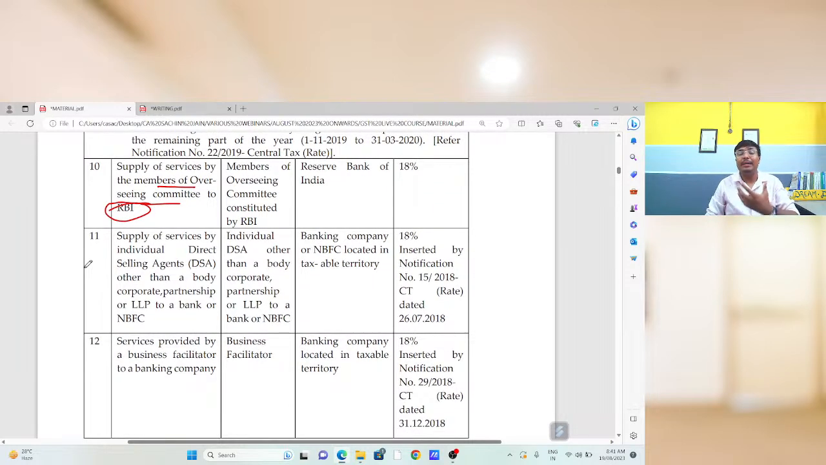Banks are going to appoint multiple DSA agents. DSA agents are getting business on behalf of the particular bank, and the bank is going to pay a certain percentage of commission to those DSAs. In that case, DSA is supplying services to the particular bank. DSA is not liable to make the payment of taxes as a supplier. The recipient, the bank, is going to make the payment of taxes under reverse charge mechanism. This service is also specified in the list.